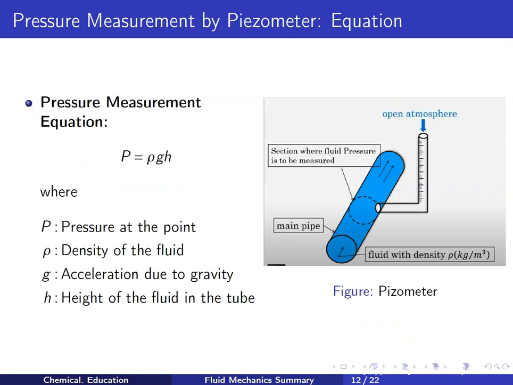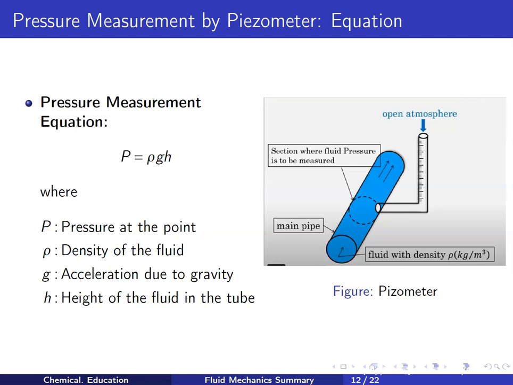Now pressure measurement devices. One pressure measurement device is the piezometer. A piezometer is nothing but a vertical tube connected to the pipeline. The liquid will come into that small tube and it will rise. Due to the rise of liquid, we can easily calculate what the pressure will be. So pressure is again rho gh. Now one separate video is already there, so please go through it.